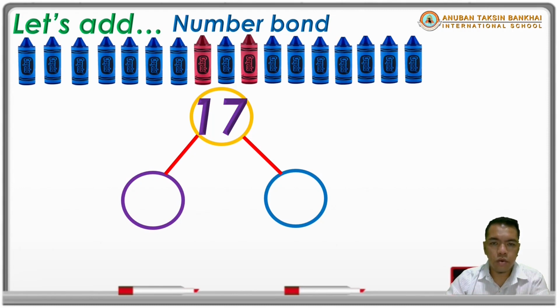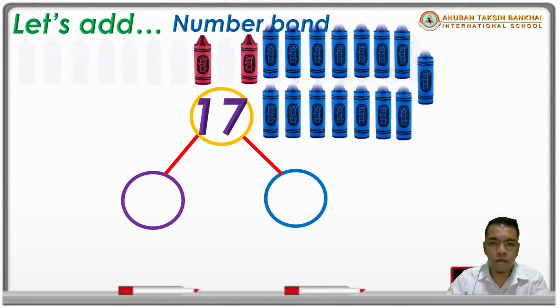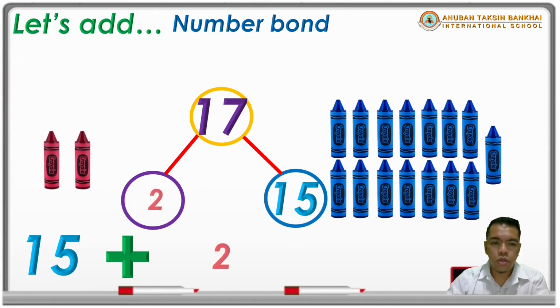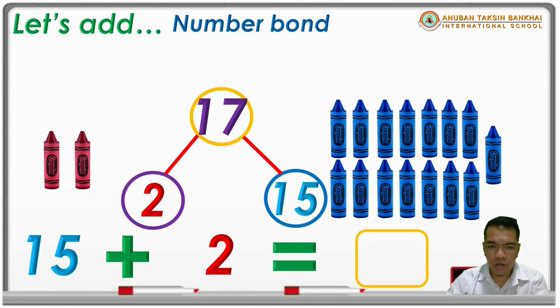But first, let us count our blue crayons. How many blue crayons do we have? We have 15. 15 crayons. 15 plus how many? How many red crayons do we have? We have 2 red crayons. 15 plus 2 is equal to how many? What's our whole again? What's our sum? 17. Is it right? Great.